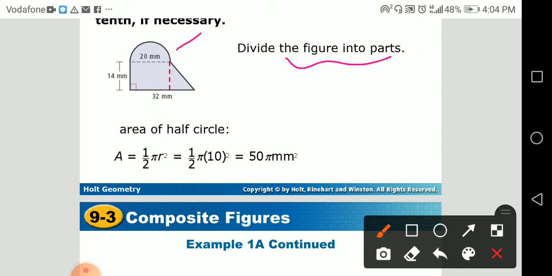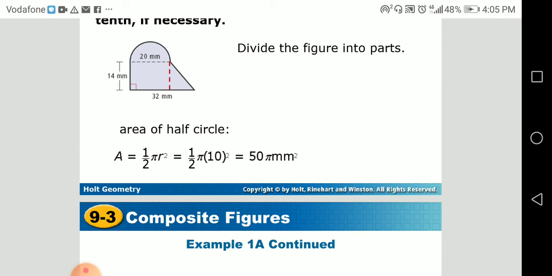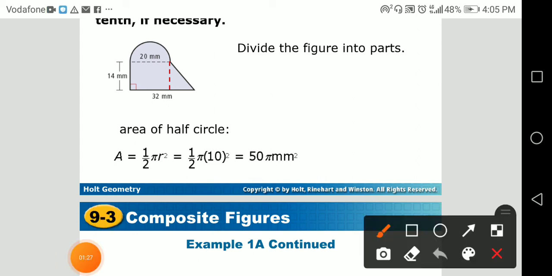So we have a half circle. As you see, from this point to this point, I draw a line, and I consider this a half circle. I know that the area of the circle is pi r squared. What about half of the area? Half of pi r squared. Where's the r here, guys?